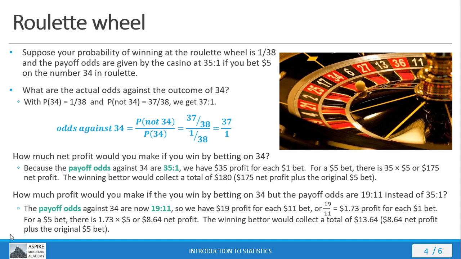But again, we're going to get back the bet that we made when we win, so we have to add in the $5 we bet to the $8.64. That gives us a total collection of $13.64.